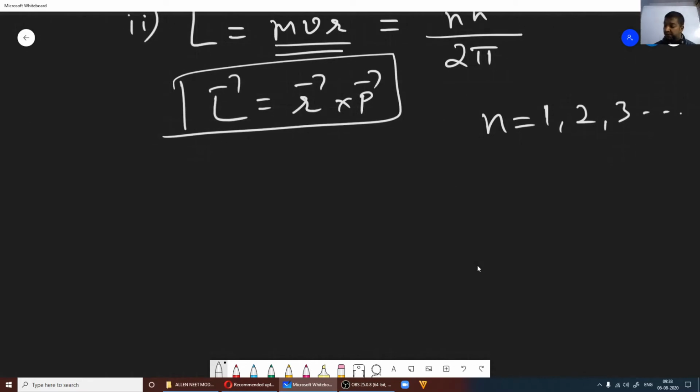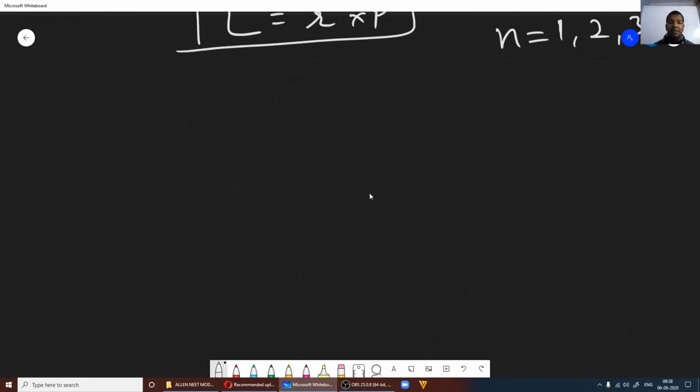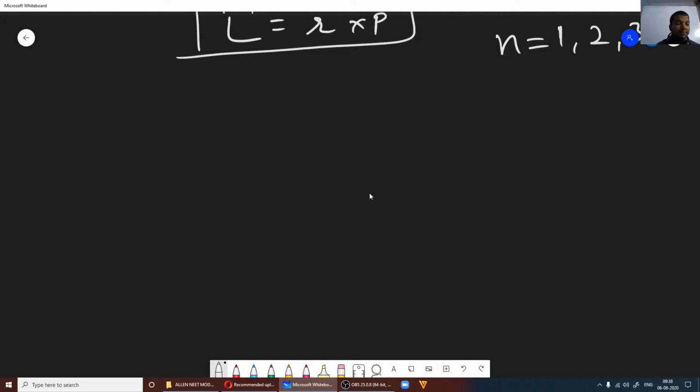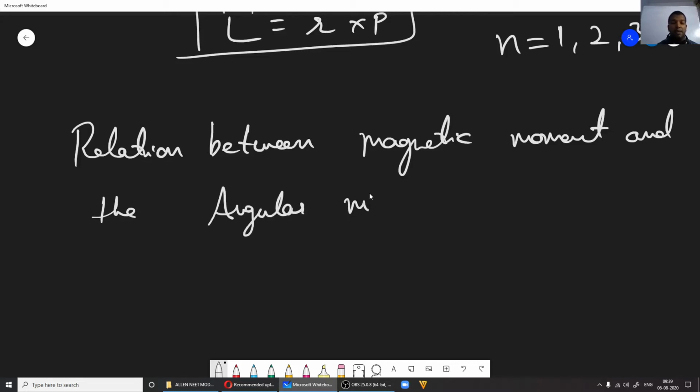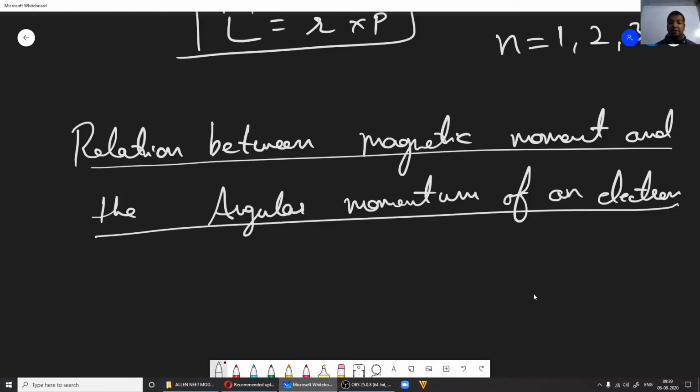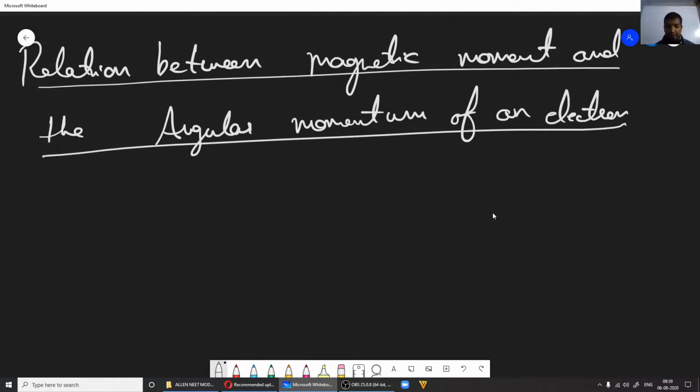Then coming to the next topic, let us look into the relation between magnetic moment and the angular momentum. Why it is important, you will come to know. Let us talk about an electron first, then we can extend the topic to a charged particle. The relation between magnetic moment and the angular momentum of an electron.